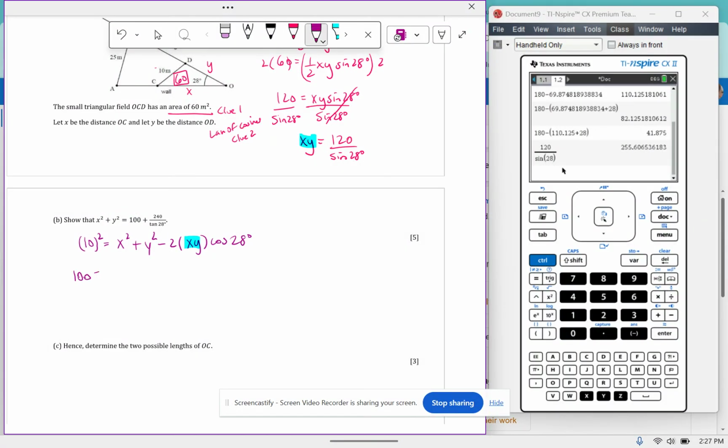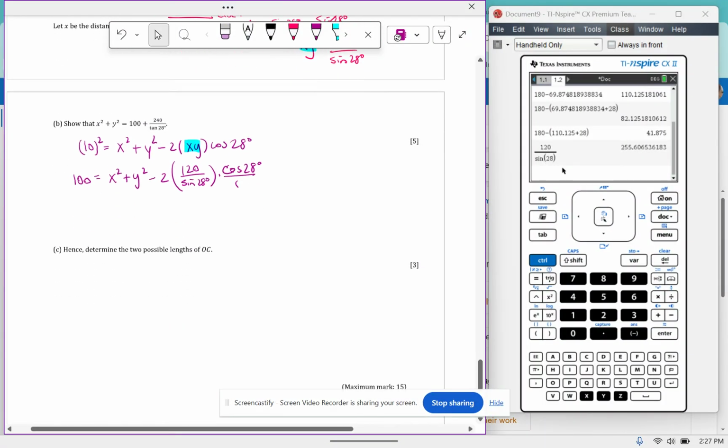So I got 100 equals x squared plus y squared minus 2. I'm going to substitute in that version of xy that I got over there, and then I'm going to put this guy over 1. I'm going to do a little rearranging over here. No, I'll do it the long way. It's fine. So I got 100 equals x squared plus y squared minus 2 over 1 times 120 over the sine of 28.